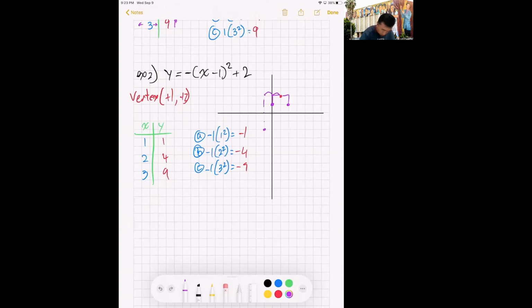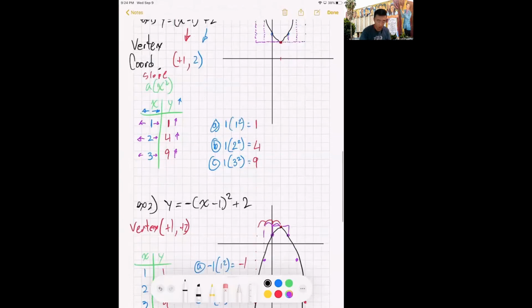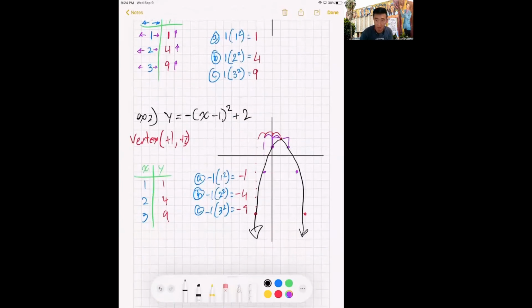Oh, shoot, I messed up. 3 steps gives me 1, 2, 3, 4, 5, 6, 7, 8, 9. So that's the only difference between those two. Okay, the only difference is that one goes up, one goes down. But the slope is exactly the same. All right, slope is exactly the same.